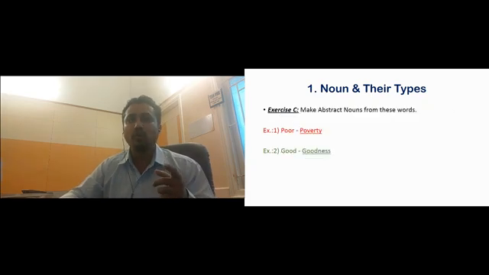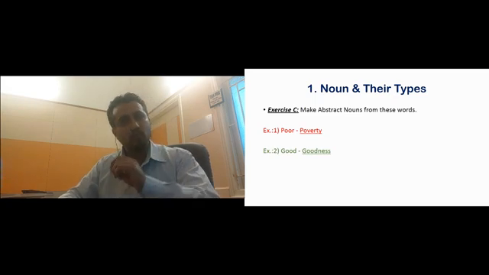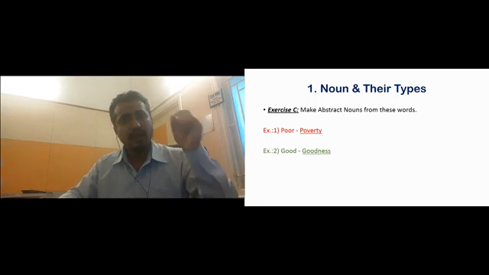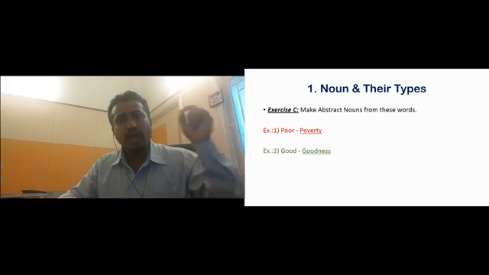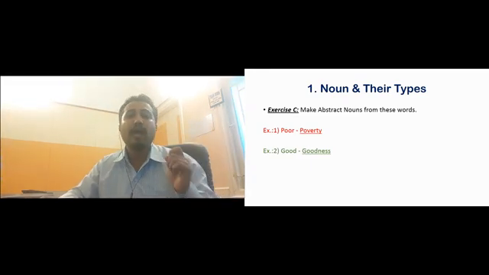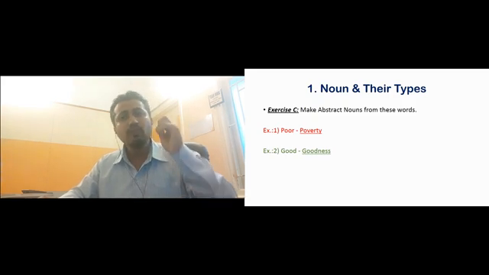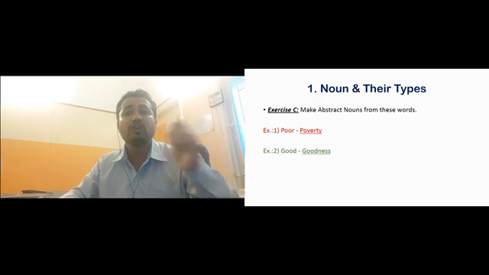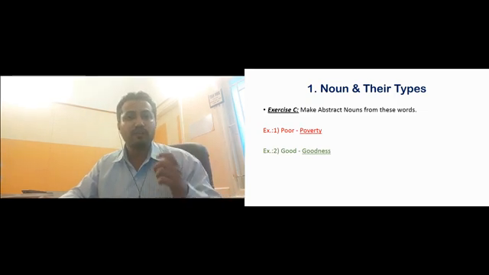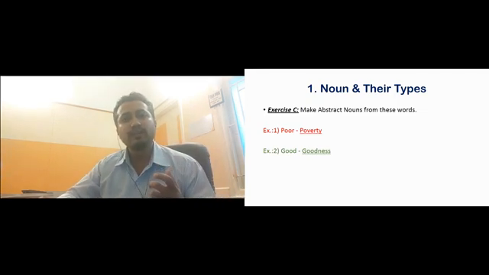Okay, now let us go to exercise C. The heading reads, make abstract nouns from these words. Some words are given and we need to make abstract nouns. You remember, abstract nouns are nouns which are feelings, which are qualities, which are things which we cannot see or touch. We can only feel them. Such things are called abstract nouns.